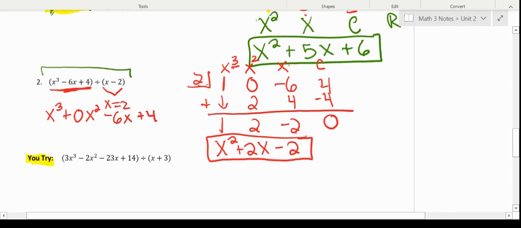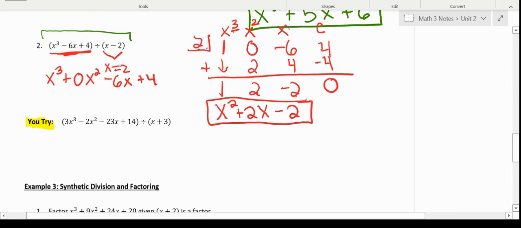So this is the you try. For it, we're going to have you try that out. And then the next step we're going to look at is synthetic division and factoring.